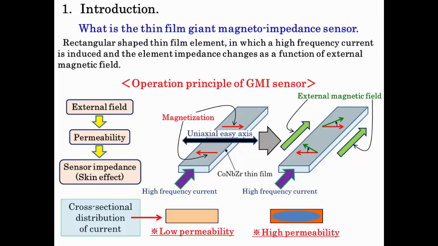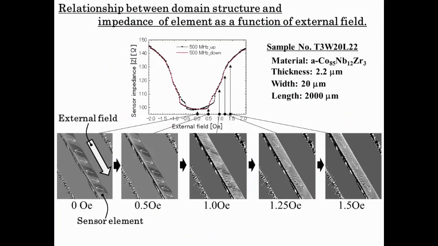When the external field is zero, the magnetic moment in the element is forced by magnetic anisotropy. Therefore, it orients in the direction of the EZ axis and makes a certain domain structure. As the external field increases, the domain structure changes and magnetic moment rotation occurs. This figure shows the variation of impedance as a function of external field. It's a well-known MI curve.